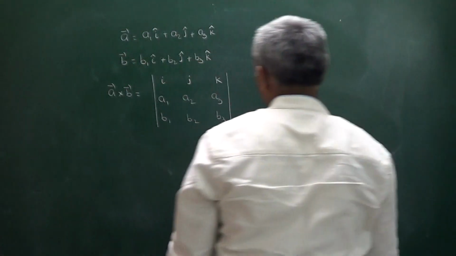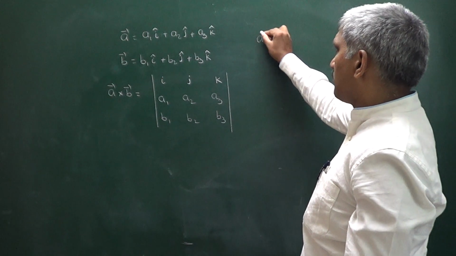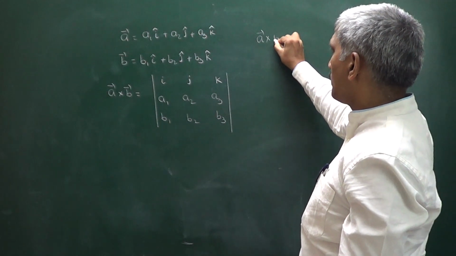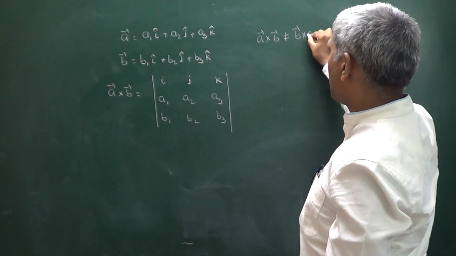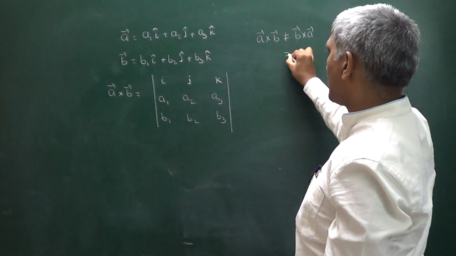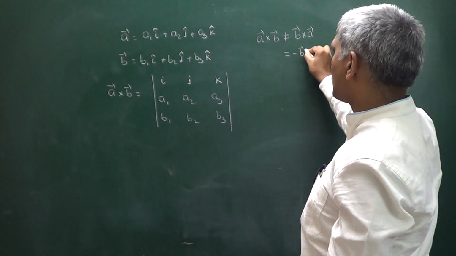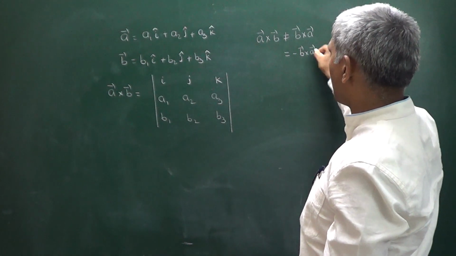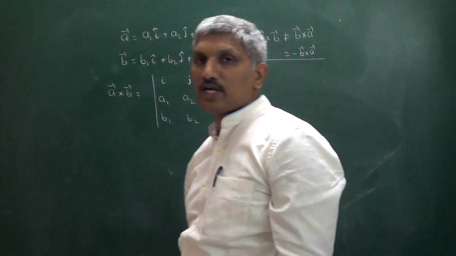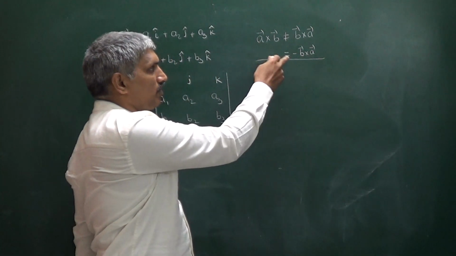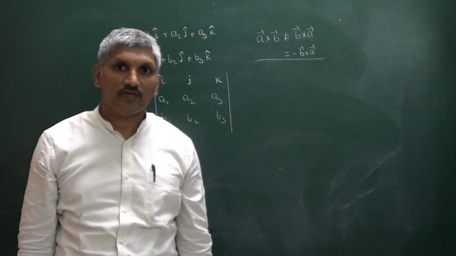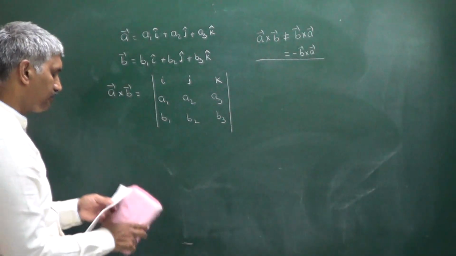But now A bar cross B bar is not equal to B bar cross A bar, but we can write that it is equal to minus of B bar cross A bar. A bar cross B bar and B bar cross A bar are not equal, but A bar cross B bar is equal to minus of B bar cross A bar.